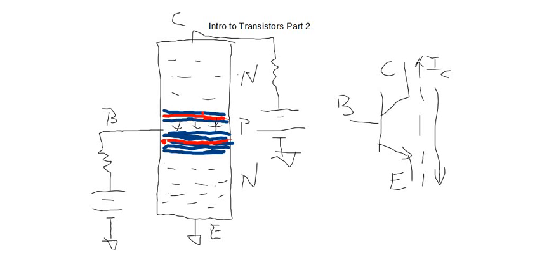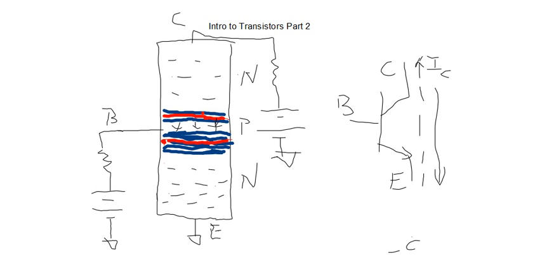I've already drawn a few things on the screen here. On the left is a depiction of what the transistor looks like internally. It's a P region, for an NPN transistor anyway. It's a P region sandwiched in between two N regions.